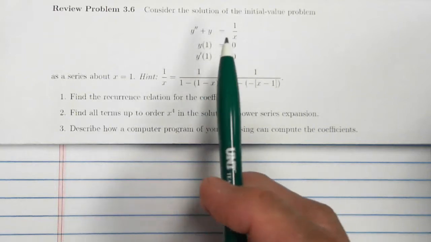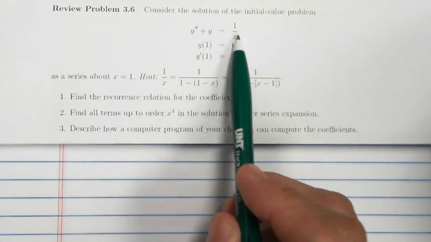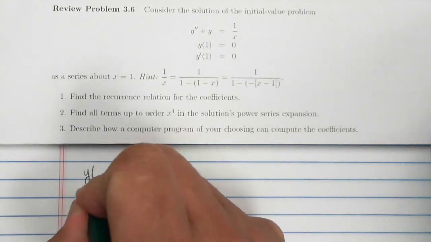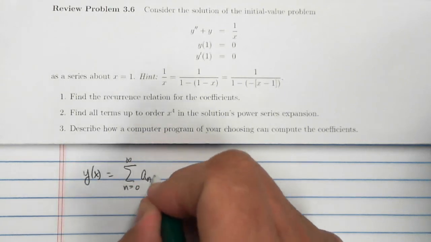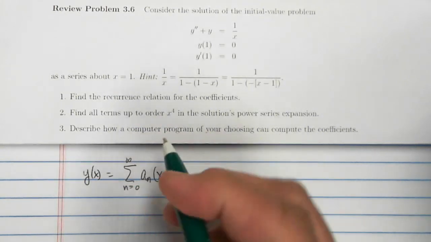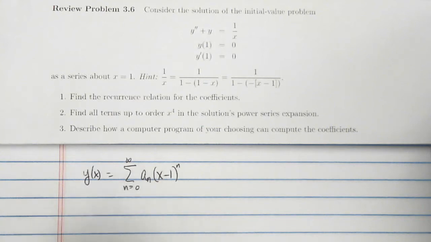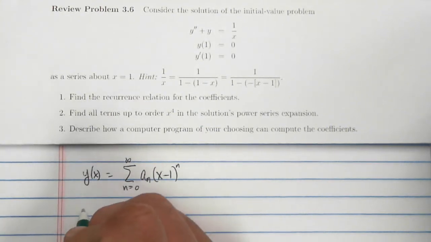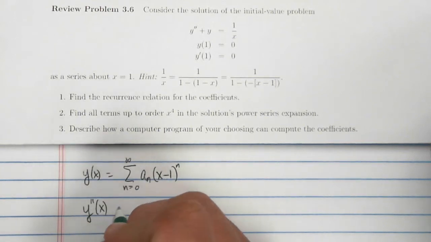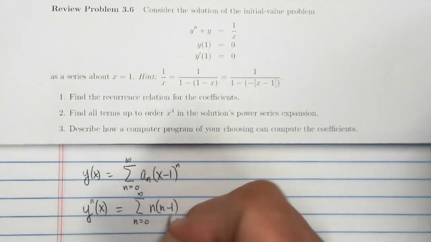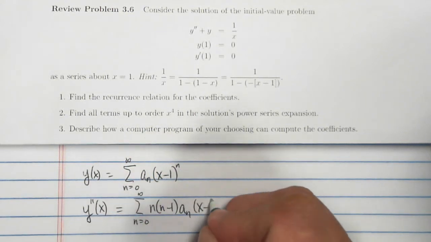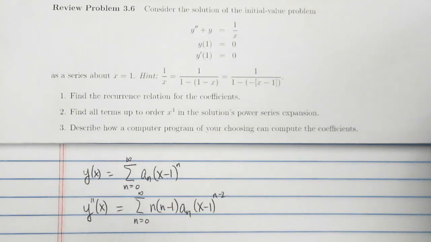Okay, now to do this, first let's deal with the left-hand side. We'll deal with the right-hand side shortly. So y of x is equal to summation n equals 0 to infinity a sub n times x minus 1 to the n. That's a series expansion about 1 as opposed to a series expansion about 0. Now if I take two derivatives, I will get summation n equals 0 to infinity of n times n minus 1 a sub n times x minus 1 to the n minus 2. Taking two derivatives and applying the chain rule multiplies by 1, so I don't have any issues with that.